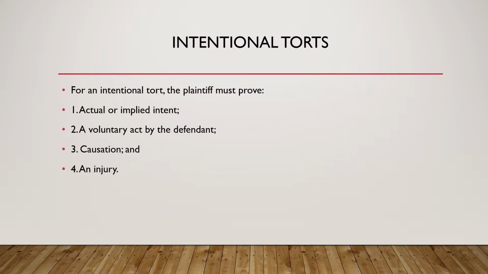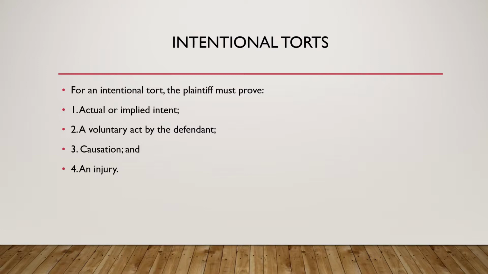The plaintiff also has to prove that it was a voluntary act by the defendant. You also have to show causation. And lastly, you have to show an injury. So the causation element is what connects the implied or actual intent with the voluntary act with the injury. So the intent to carry out this voluntary act has to be the reason that the injury occurred. Without that connection, that causal link, then you don't have a recoverable intentional tort.